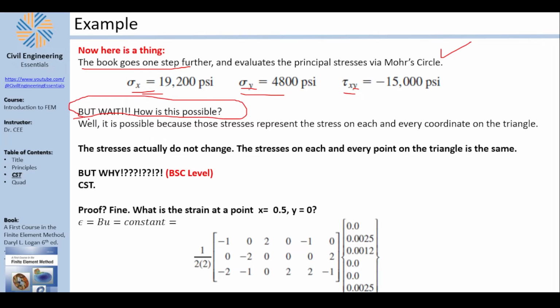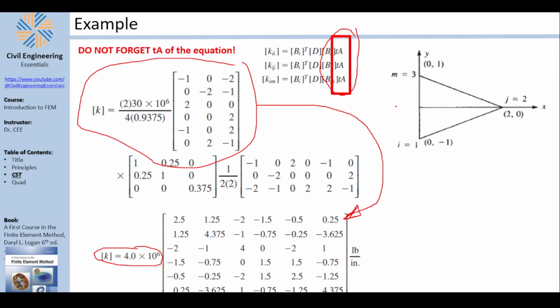Now for the BSc level, that's very simple. It's because those three stresses are the stresses of our triangle everywhere. Sigma x, sigma y, and tau, those three values are true for any point on the triangle. Wherever you go on the triangle, sigma x is always going to be the same, sigma y is always going to be the same, and tau is always going to be the same. Of course, you would think that's odd, and you're right, and I will elaborate on that in a moment.